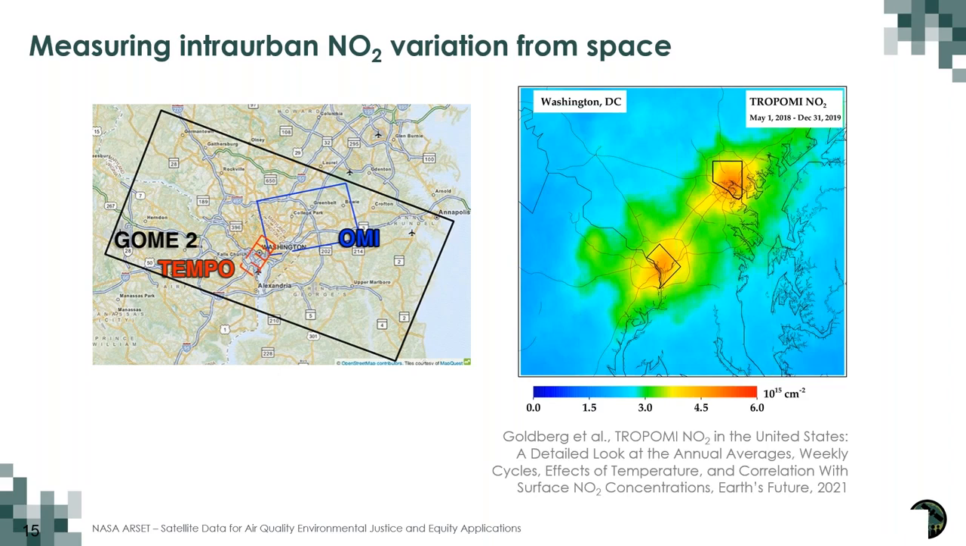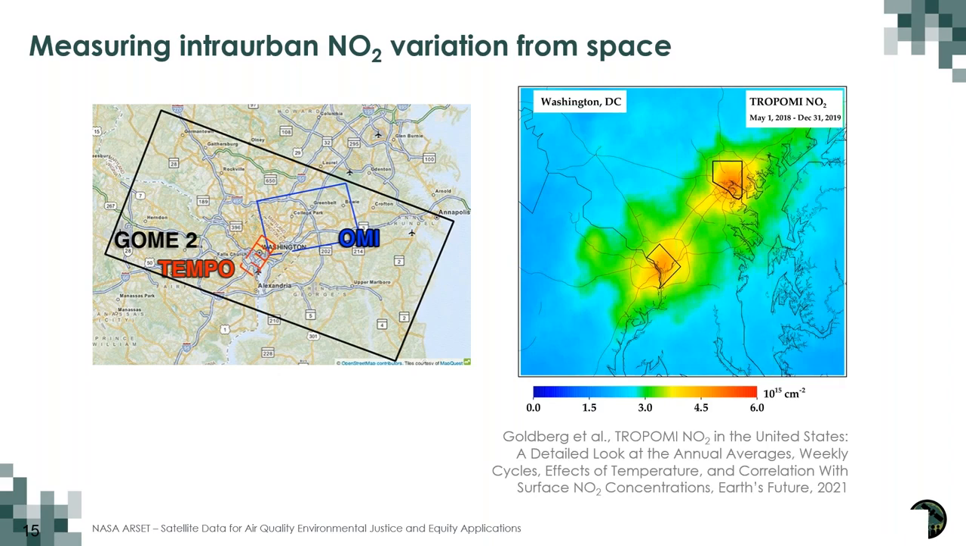But NASA has recently just launched TEMPO, which is the first geostationary satellite hovering just over the United States and taking hourly images of NO2 over the United States. And TEMPO is expected to have much higher spatial resolution compared with OMI. The TROPOMI satellite sensor that is being used for the map on the right-hand side here has about the same spatial resolution as that TEMPO pixel.